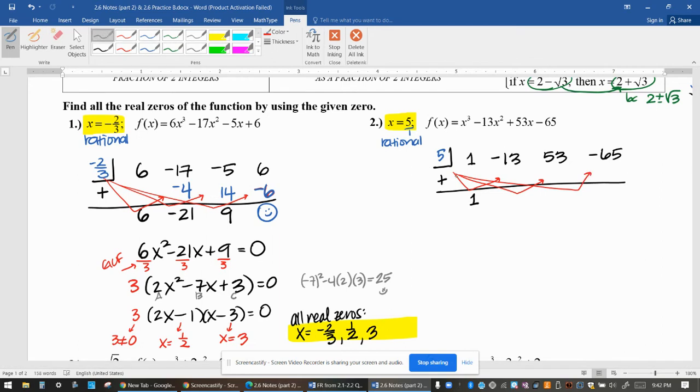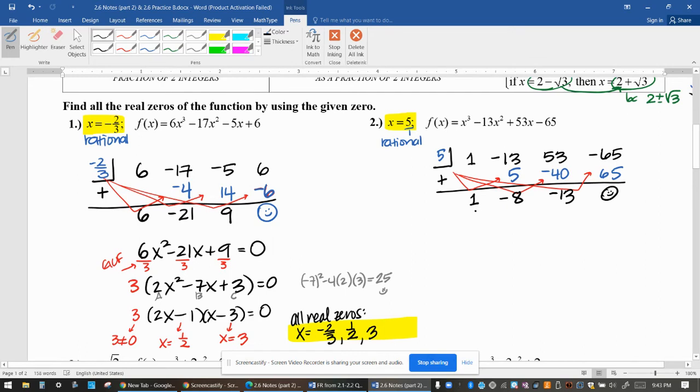All right, so 5 times 1 is 5. Negative 13 plus 5 is negative 8. 5 times negative 8 is negative 40. And 53 plus negative 40 is 13. And then 13 times 5 is positive 65. So you're going to have no remainder.